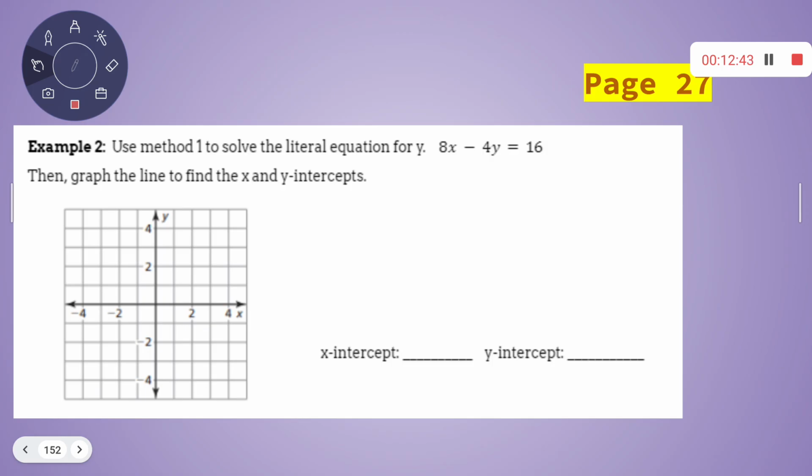Okay. So this says use method 1. So method 1 is when I want to put it in slope-intercept form. So I want to get y all by itself on one side of the equal sign. So in chapter 1, we said, oh, that's like y equals stuff. In chapter 3, we want to think of it as getting it in slope-intercept form. Either way, what we want is y all by itself on one side of the equal sign. So we're going to do that, and then it says, then graph the line and find the x and y intercepts. So we're going to get the x and y intercepts off of our graph.